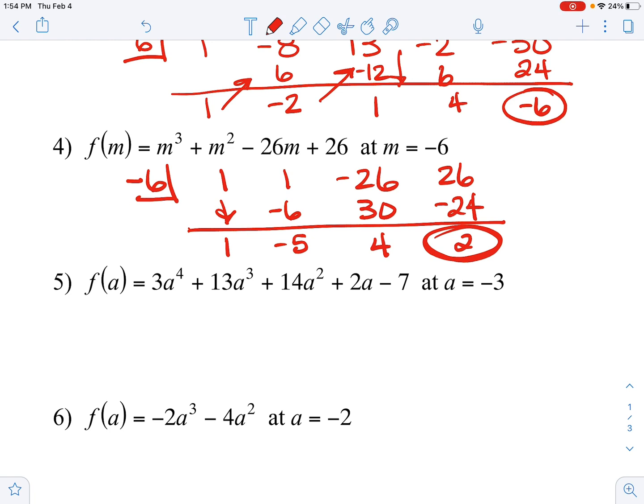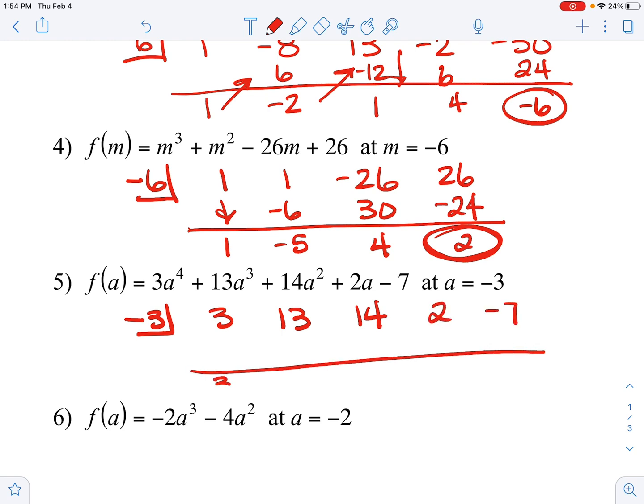And the last one I'm going to do with you is negative 3, 3, 13, 14, 2, negative 7. Bring down, multiply, add, multiply, add, multiply, add, multiply, add.